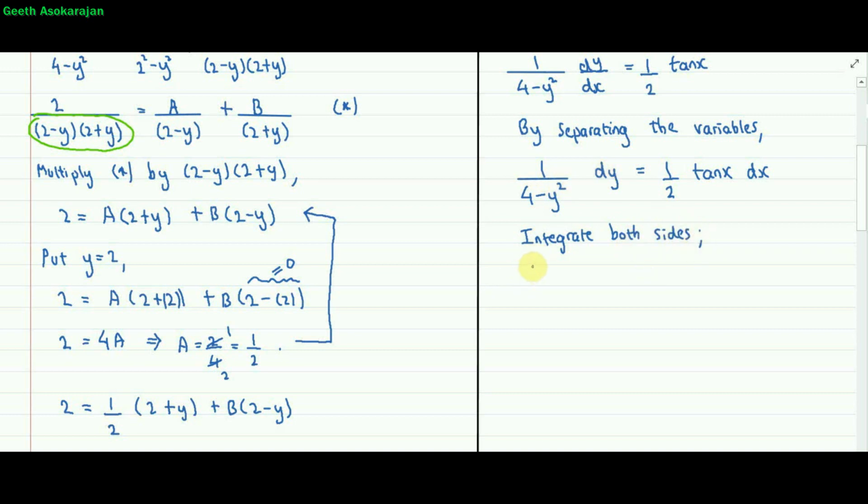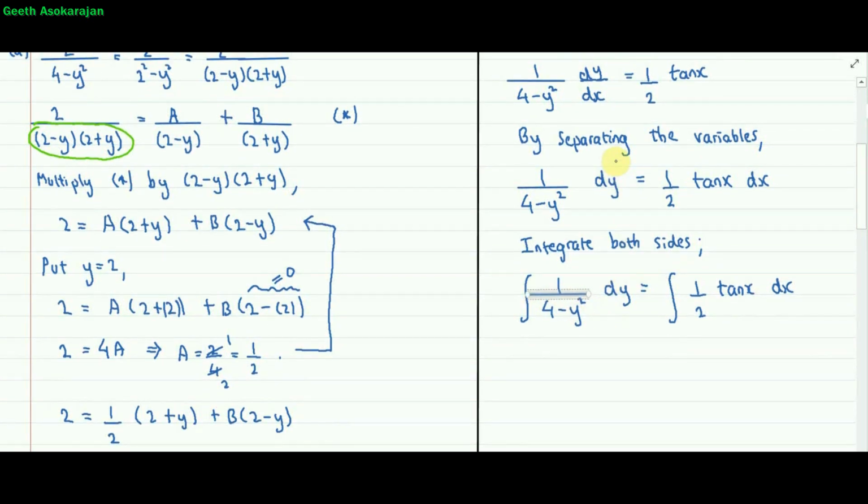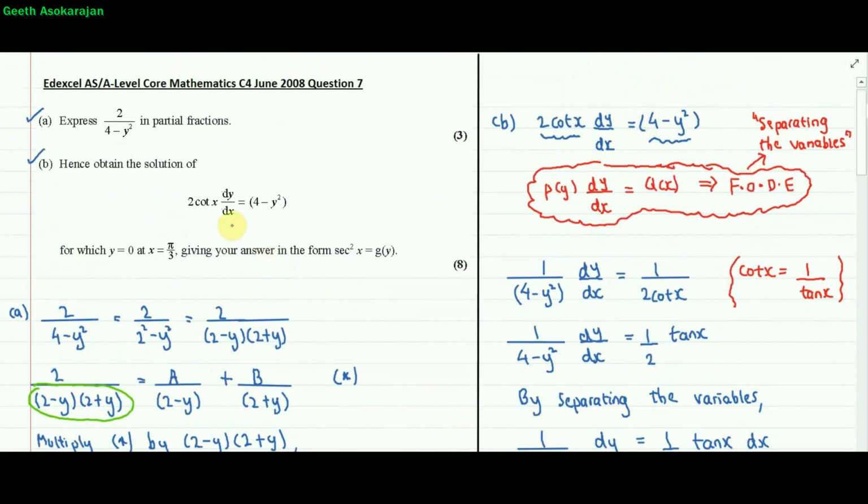So we need to integrate the left hand side. So we need to integrate 1 over 4 minus y squared with respect to y. And we also need to integrate the right hand term 1 over 2 tan x with respect to x. Now if we go back to the question, it says hence. So hence is a big clue. Hence would tend to mean that you'll need to use one of the answers from the prior part of the question in order to help you with the current part.